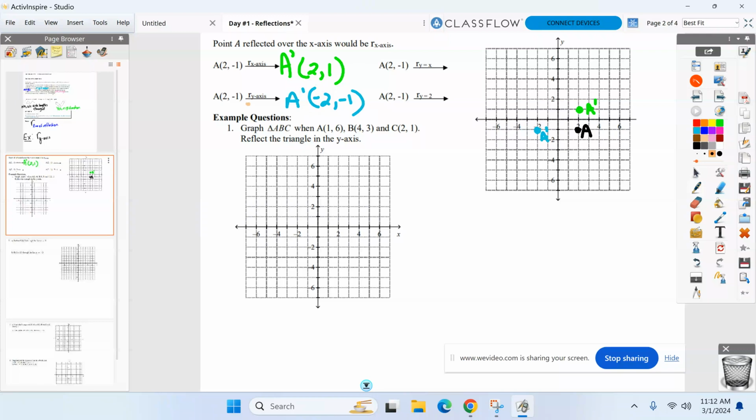Are there any questions? Because those two, the y and the x, are the most basic reflections. Because now I'm going to start raising the level. Any questions reflecting over those two lines? All right, next one. Reflect over the line y equals 2.